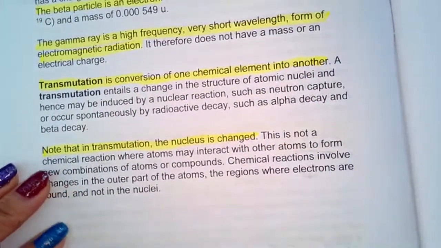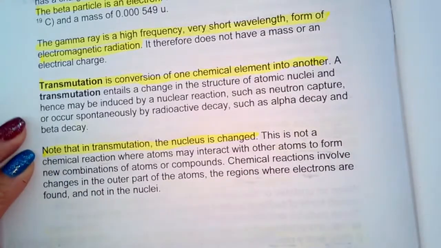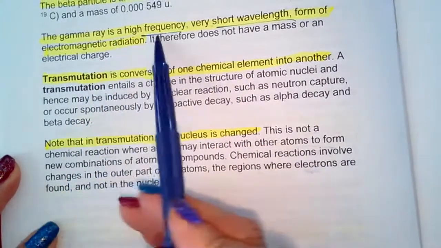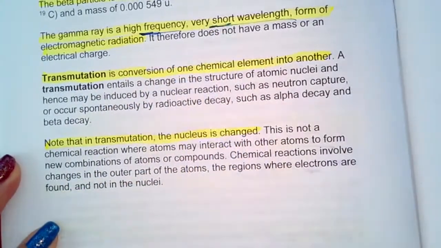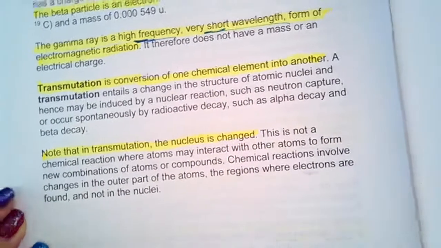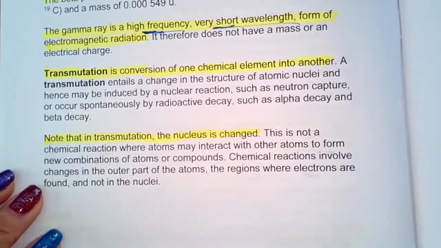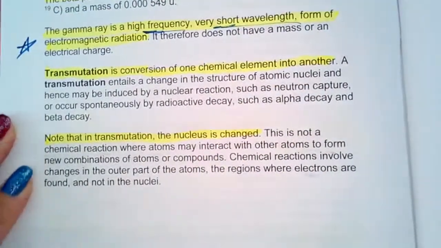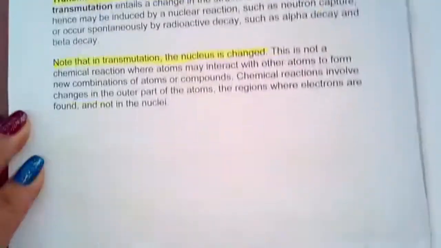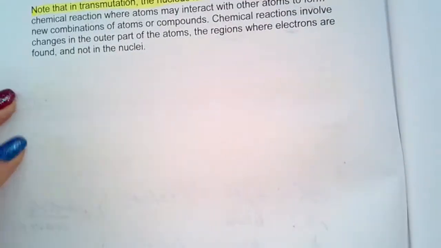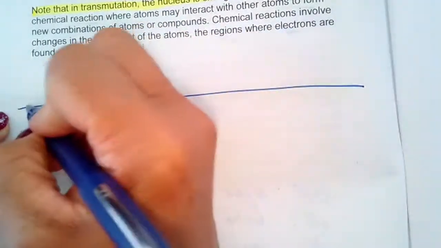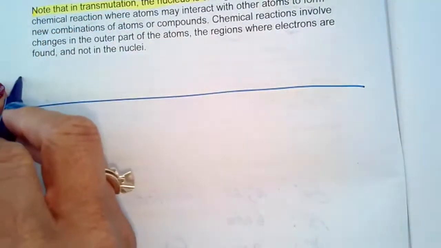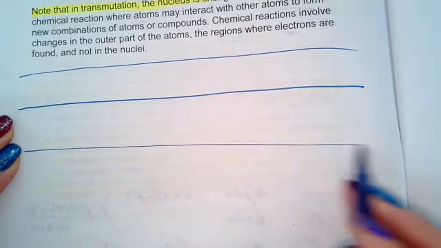So if we look now at the energy and frequency relationship, the gamma ray is a high frequency, very short wavelength, and it is a form of electromagnetic radiation. So it doesn't have a mass or an electrical charge. I'm going to elaborate a little bit on the electromagnetic radiation here. If you were to look at a wave, I'm going to start with the one with the longest wavelength, and I'm just going to freehand draw this.